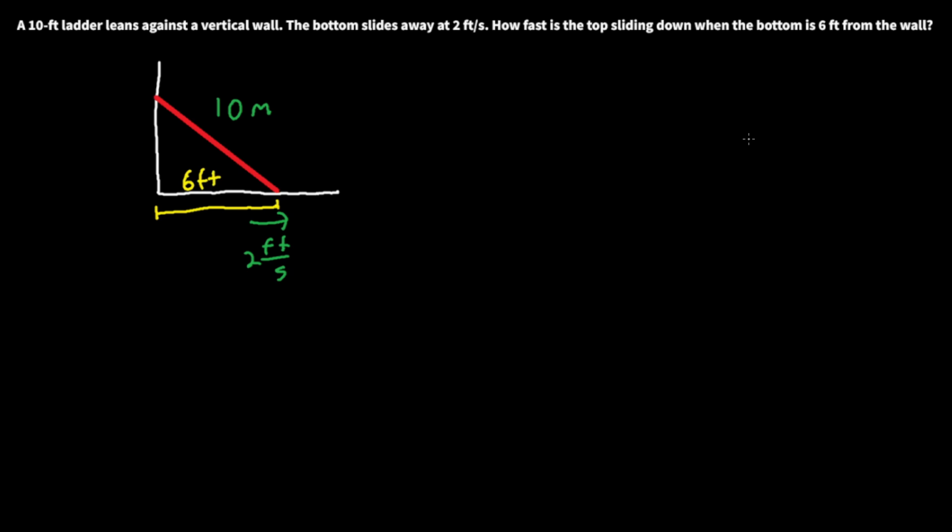Well, if you wanted to solve for this triangle, this vertical component of the ladder, then you would use the Pythagorean theorem. So let's go ahead and use the Pythagorean theorem real quick. 10 squared minus 6 squared is equal to 8 if you square root it all. So therefore the height of the ladder against the wall is 8 feet.